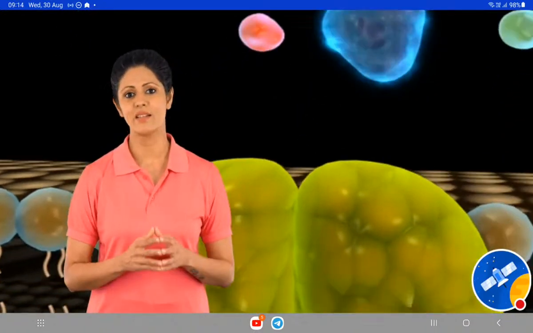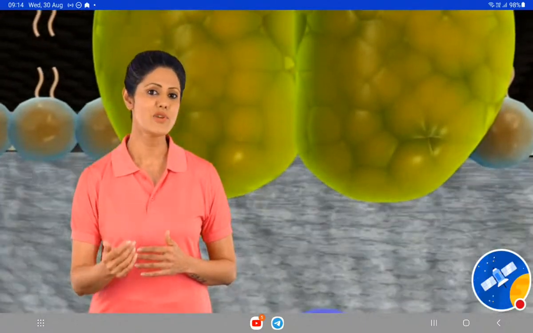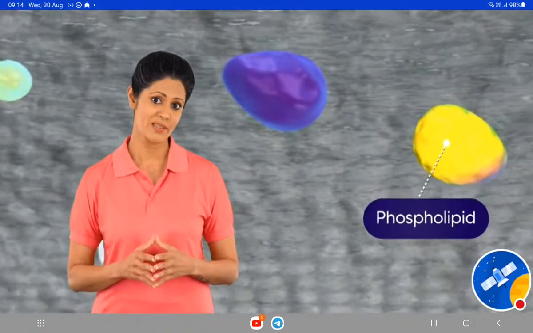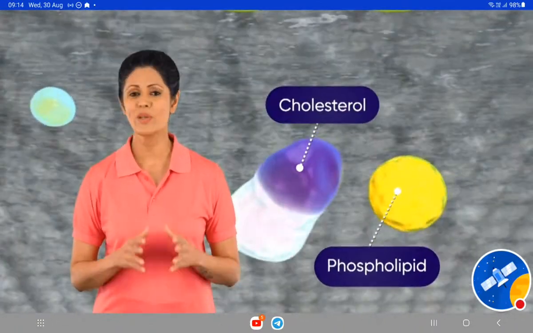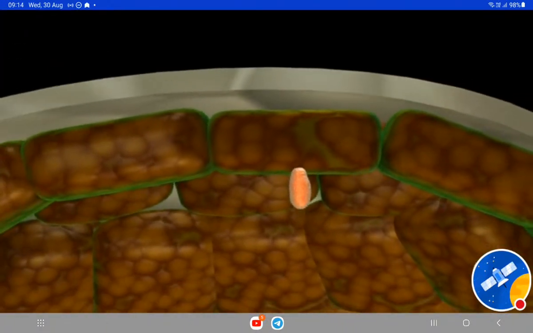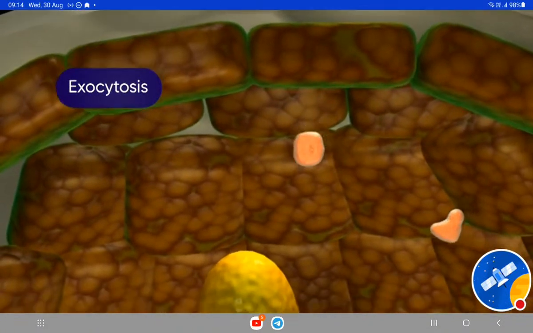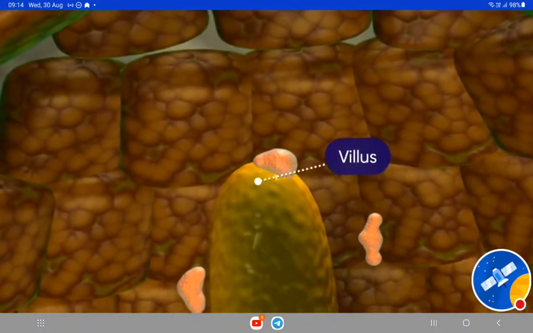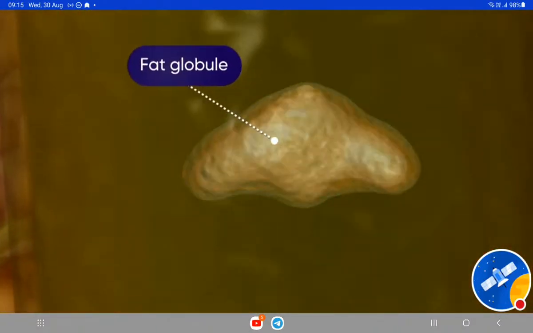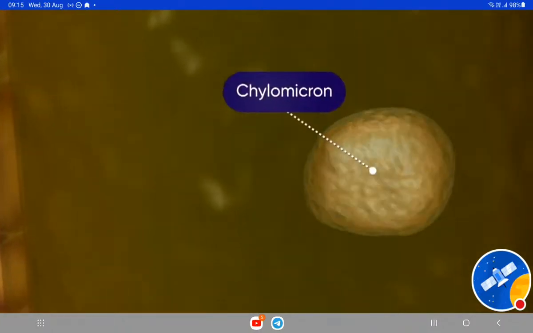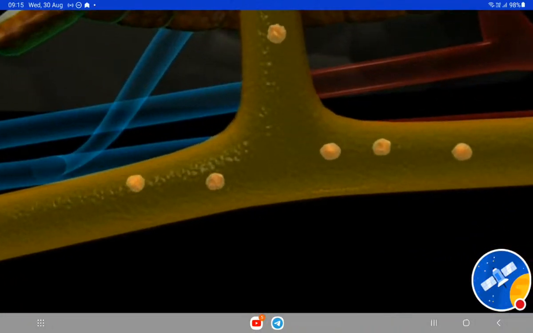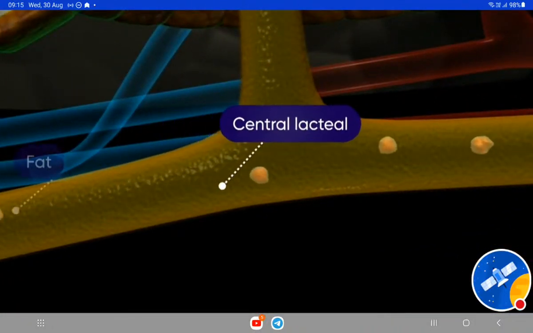monoacylglycerols. The intestinal absorptive cells then collect the resynthesized triglycerides or fats, combine them with phospholipids and cholesterol, and coat them with special proteins. These are then released through exocytosis into the lymphatic capillary of the villi called the lacteal in the form of protein-coated water-soluble fat globules or droplets called chylomicron. These droplets are then transported to the bloodstream through the central lacteal of the lymphatic system.